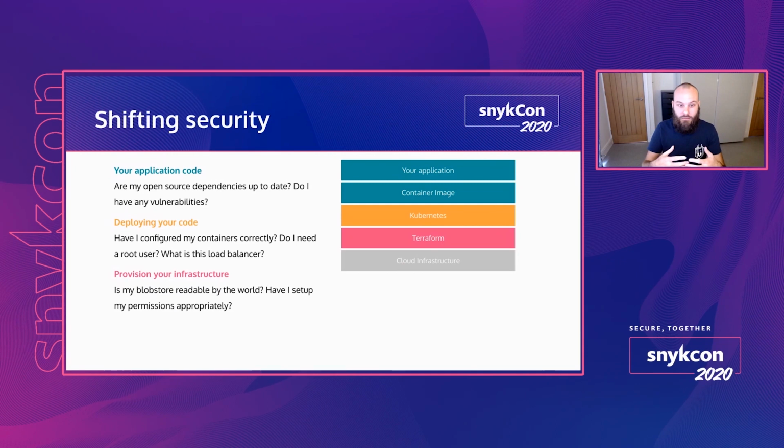When we think about that, these could be some of the questions that come up for you. As you're thinking about your application, you might be interested in, are my open source dependencies up to date? Do I have any vulnerabilities? How would I know? As you deploy your code to Kubernetes, have I configured my container correctly? Do I need a root user? How would I know whether I need a root user? And what is this load balancer it's asking me about? And with Terraform as well, does my blob store need to be readable by the world? Have I done that by accident? And have I set up my permissions appropriately? And this is just a flavor of the types of questions that might be coming up for you and things that you perhaps may not have had to consider before.